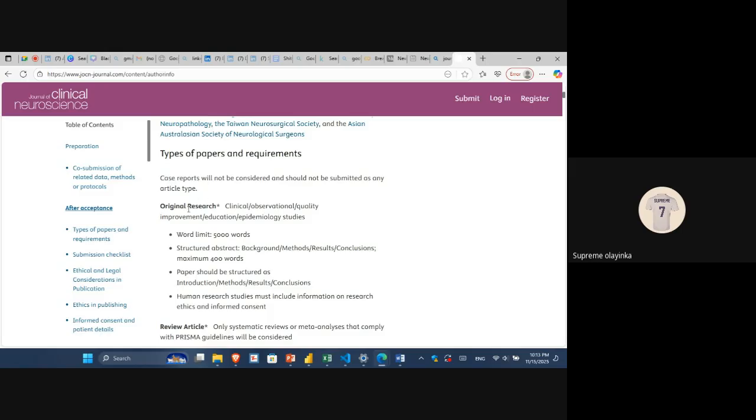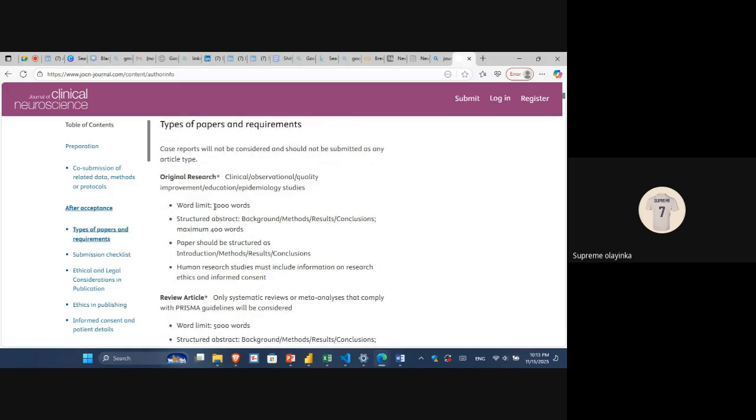So the first thing is you can see that they actually accept original research. If you see original research, you can see the word limit is 5,000 words. So you are not just submitting any type of paper there. You already know that, okay, this journal I'm submitting to, the most words that must be in my manuscript should be 5,000, even though it is actually advisable that it should be lower than the word limit.